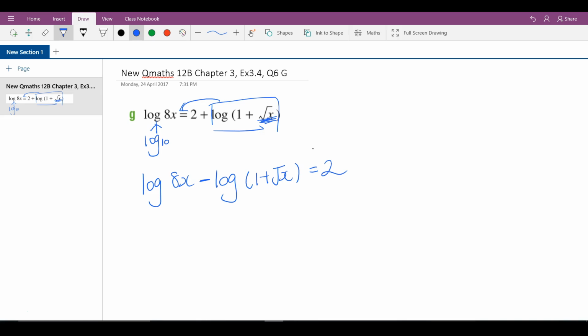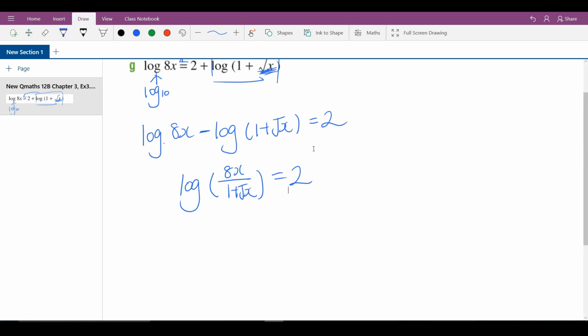Now with our log laws, when you've got logs with the same base and you subtract them, it's just equal to whatever is inside divided by each other. Like that. Alright, so now assuming this is log 10, right?